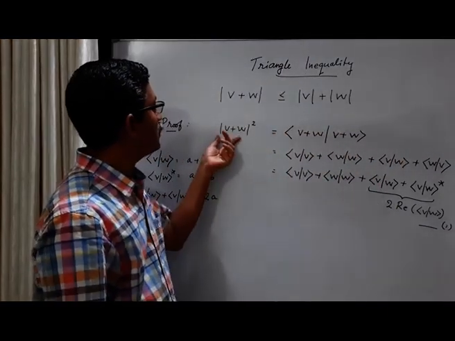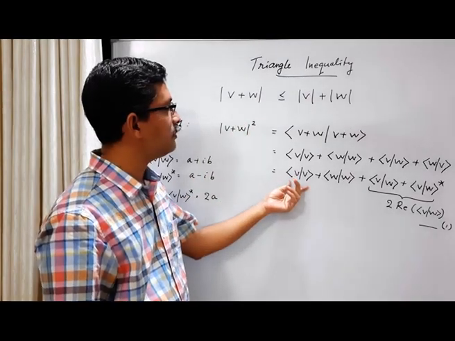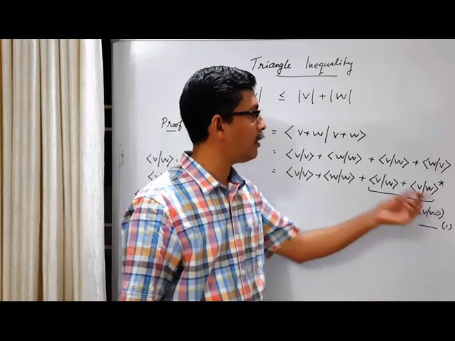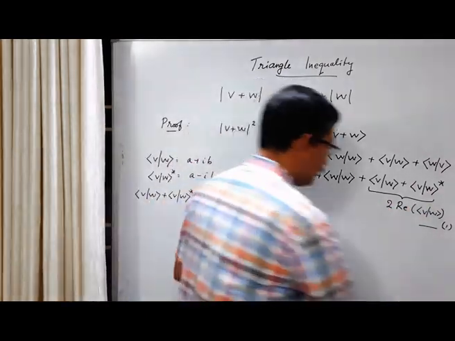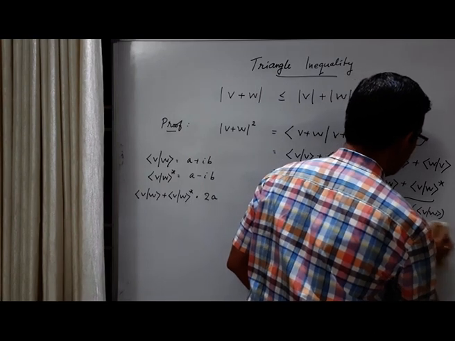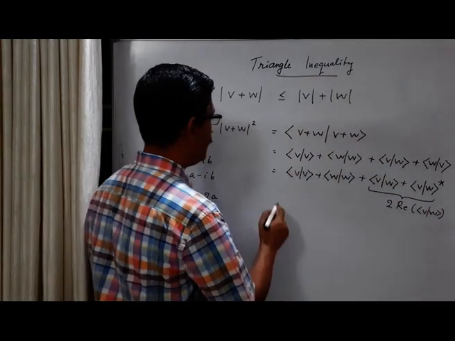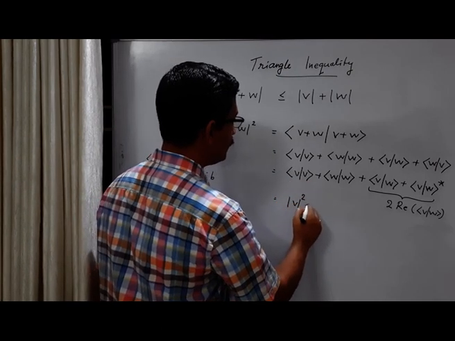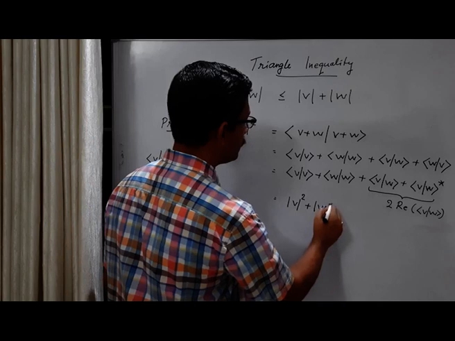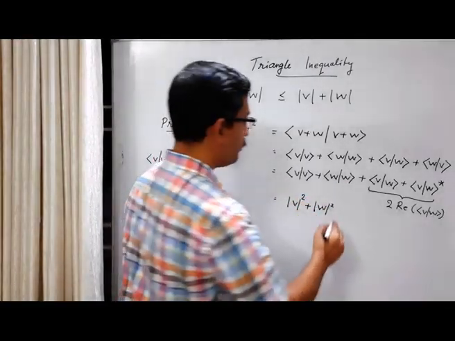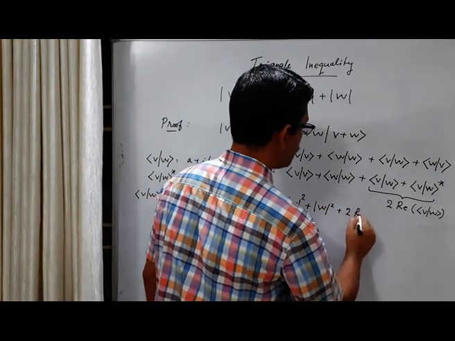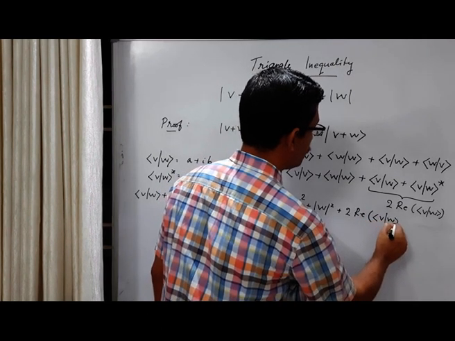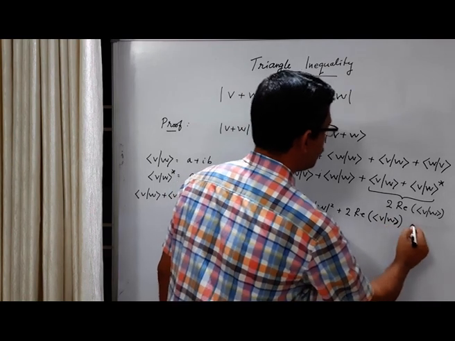So mod v plus w square is the inner product of v with itself plus the inner product of w with itself plus 2 times the real part of the inner product of v with w. Before I simplify this, I can rewrite this as mod v square, plus mod w square, the inner product of w with itself, plus 2 times the real part of the inner product of v with w. Call it equation 1.